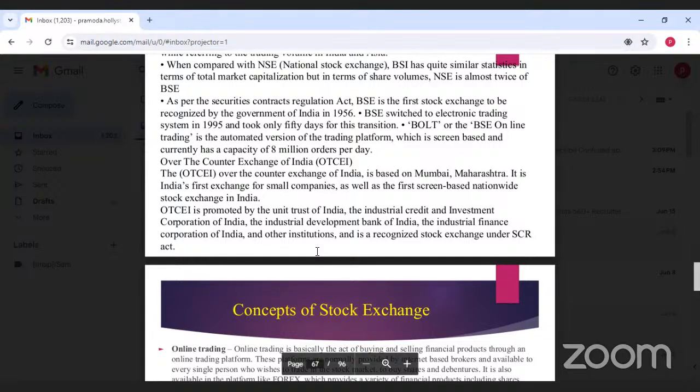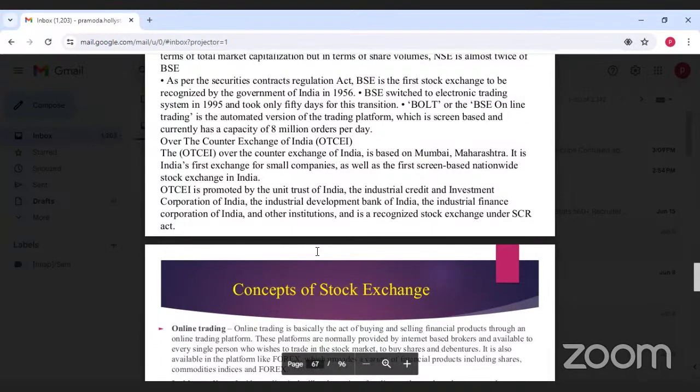That is about BSE. Then we'll go on to another kind of stock exchange in our country, that is OTCEI. OTCEI refers to Over-the-Counter Exchange of India. What does it mean? Over the Counter Exchange of India.